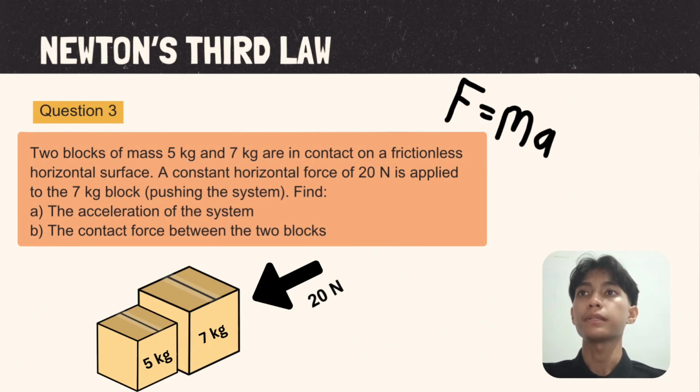Now I will explain the question for Newton's third law. The question is, two blocks of mass 5 kg and 7 kg are in contact on a frictionless horizontal surface. A constant horizontal force of 20 Newton is applied to the 7 kg block pushing the system. So the question is, find the acceleration of the system and the contact force between the two blocks.